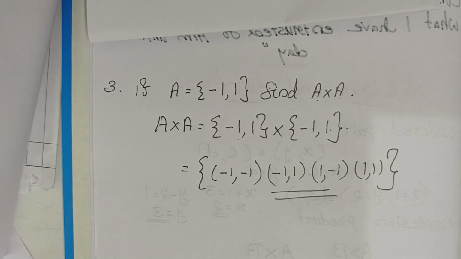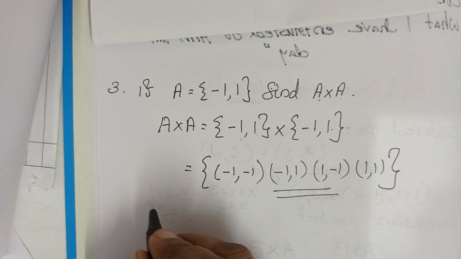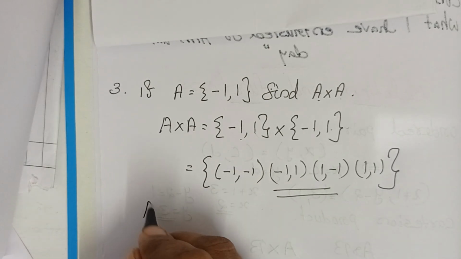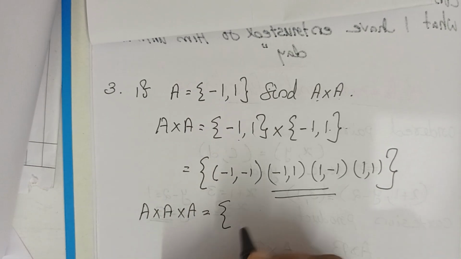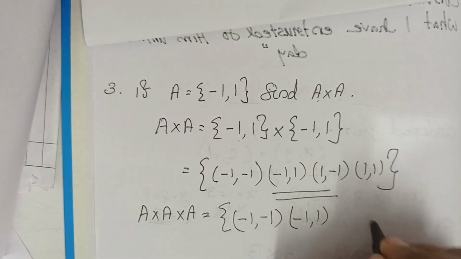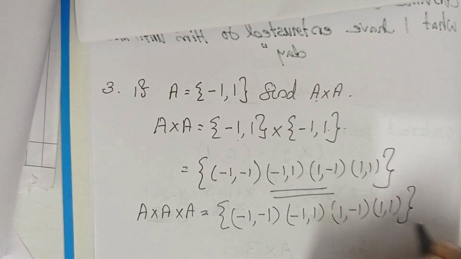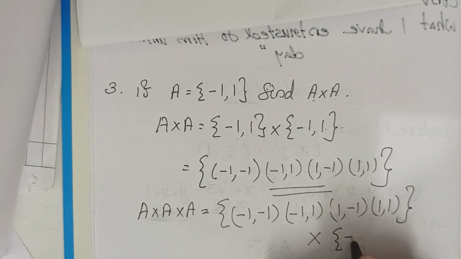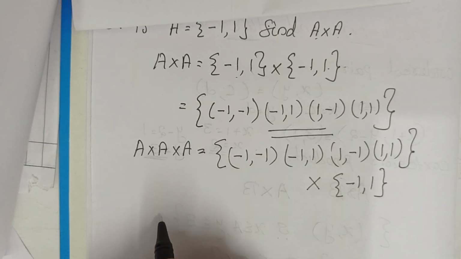Understand? Then can you say what is A cross A cross A? What is A cross A cross A? You know that this is A cross A. A cross A cross A means this is the answer. Minus 1, minus 1, minus 1, 1, 1, minus 1, 1, 1. That is the set. Cross again minus 1, 1. Isn't it? Therefore, what is the answer?